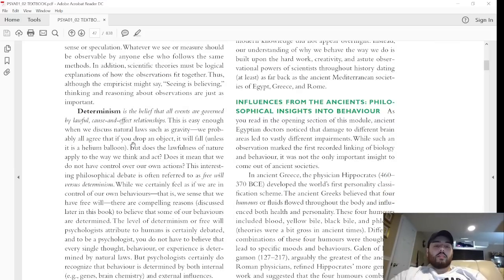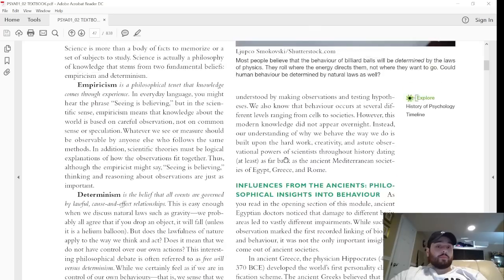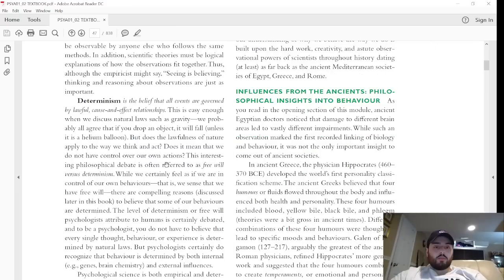This is easy enough when we discuss natural laws such as gravity. We probably all agree that if you drop an object, it will fall, right? But does the lawfulness of nature apply to the way we think and act? Interesting concept, right? Does it mean that we do not have control over our own actions? This interesting philosophical debate is often referred to as free will versus determinism. While we certainly feel as if we are in control of our own behaviors, that is, we sense that we have free will, there are compelling reasons to believe that some of our behaviors are determined. The level of determinism or free will psychologists attribute to humans is certainly debated, right?